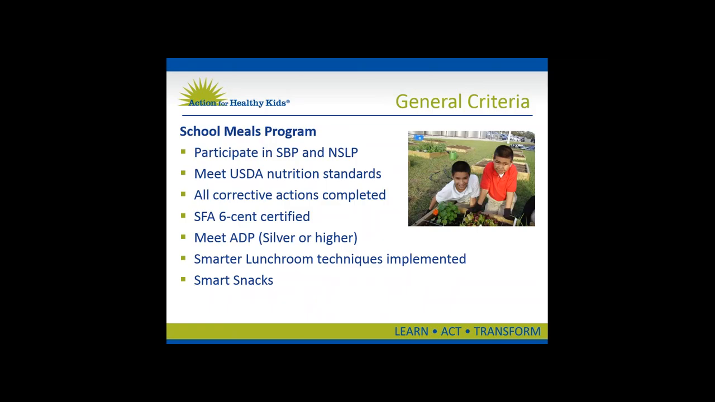The school food authority must also be certified for the additional 6-cent reimbursement. Additionally, schools must be actively implementing a required number of Smarter Lunchroom techniques at every award level. Smart Snack criteria has also been put in place for every award level. These criteria are centered around meeting Smart Snacks and school nutrition standards, but go a step further at each award level by focusing on the areas of fundraising, advertising, and training. These include running each food label served and offered at schools through the Smart Snack calculator, and we'll dive deeper into Smart Snacks and Smarter Lunchrooms.